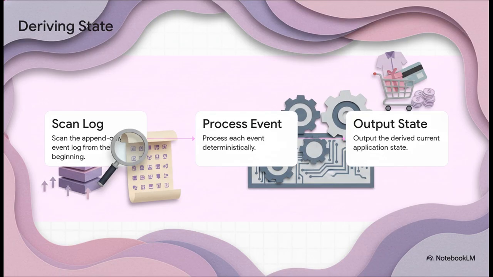The mechanical steps here are pretty straightforward. First, we just scan that append-only event log right from the beginning. Second, we process each event deterministically. And third, we output the derived current application state. Essentially, by replaying those raw historical events, we perfectly reconstruct the exact current bank balance or cart contents.